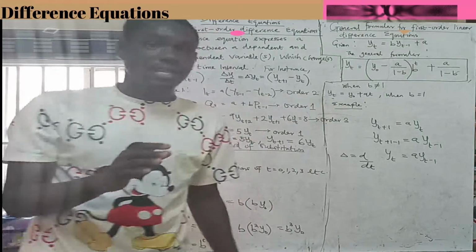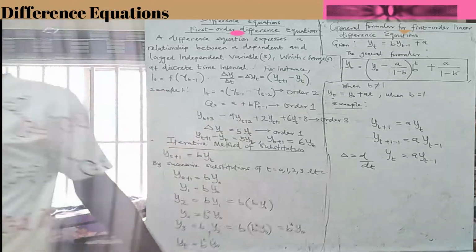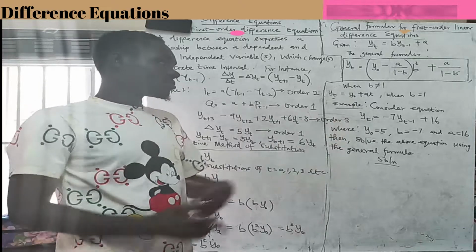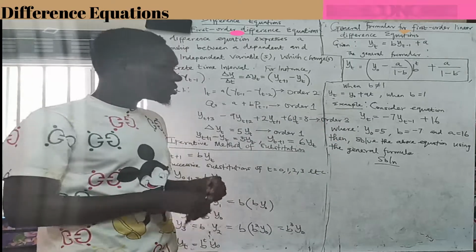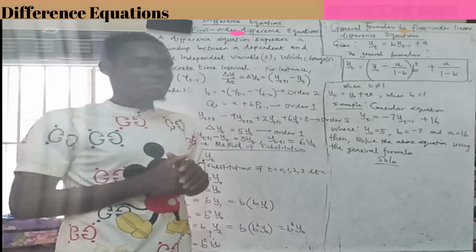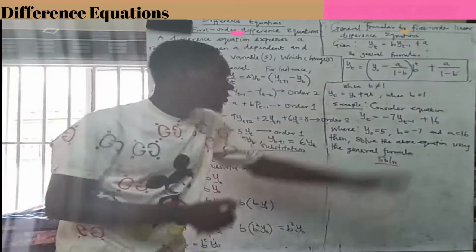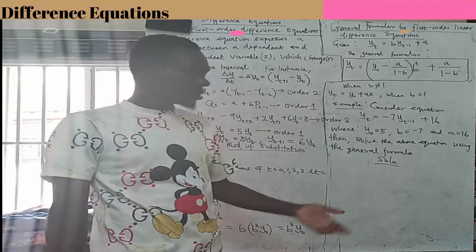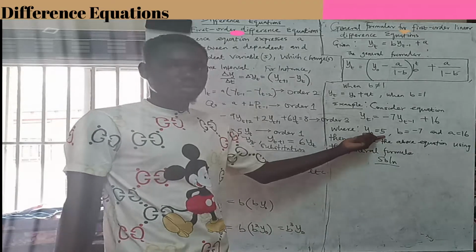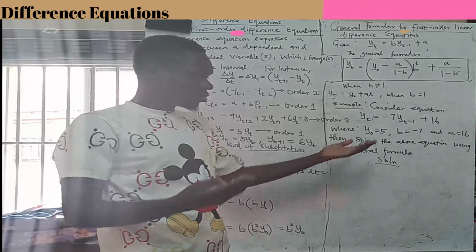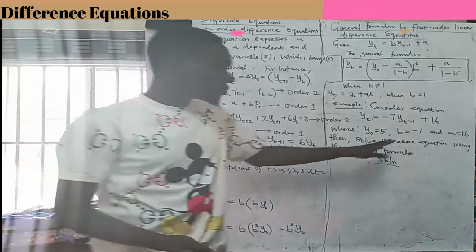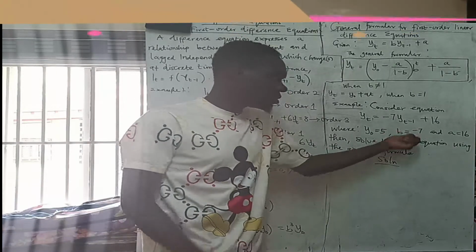At this point, I would like us to consider a particular example. So let us consider an example. Here we are applying the general formula we have just seen to solve this. In most cases, you'll be given an initial value. In this case, the initial value, which is the y naught here, is 5, and also you'll be given the value for b. B is -7 and a is okay.